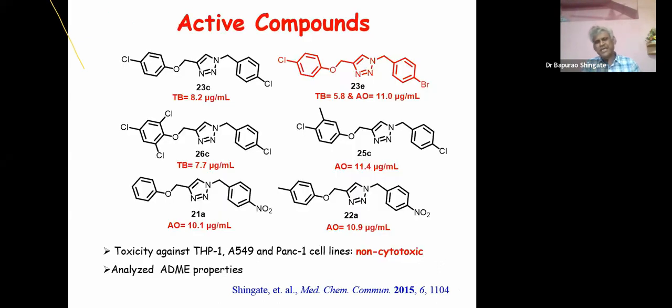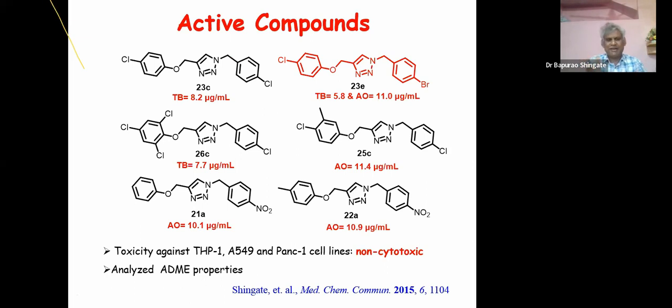See, in summary, these are the most active compounds with lower MIC values as well as IC50 values for antioxidant activity. All the synthesized compounds were screened for toxicity, and none of the compounds showed toxicity against the cell lines THP-1, A549 as well as PANC-1. In addition, we analyzed ADME properties through in silico computational study, and they show better properties. This work was published in 2015 in the journal MedChemComm, Medicinal Chemistry Communications.